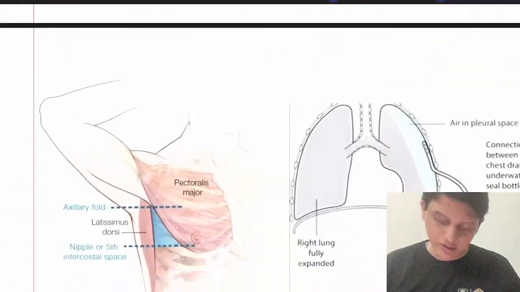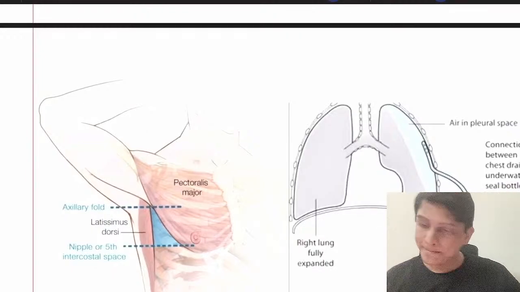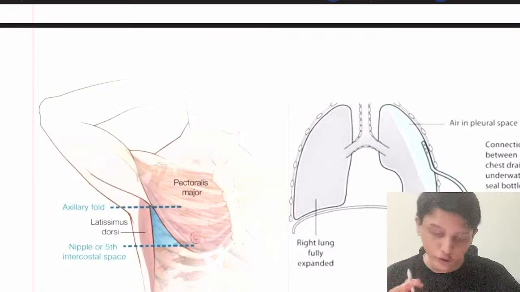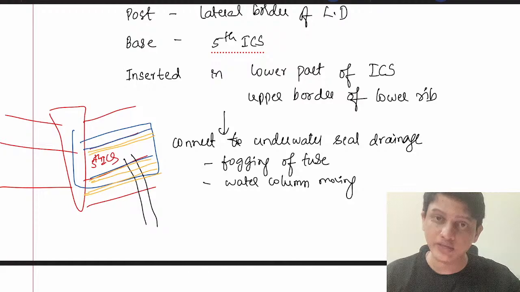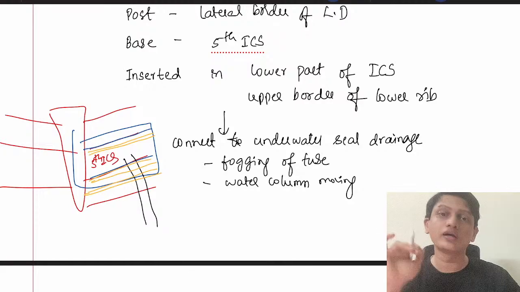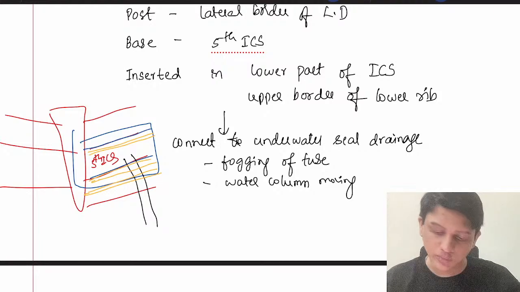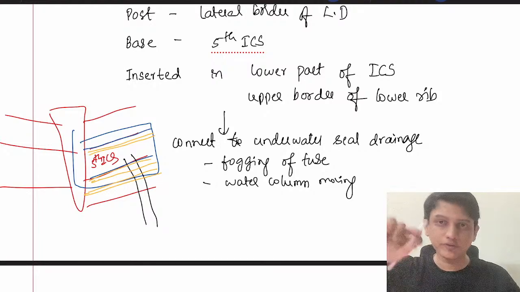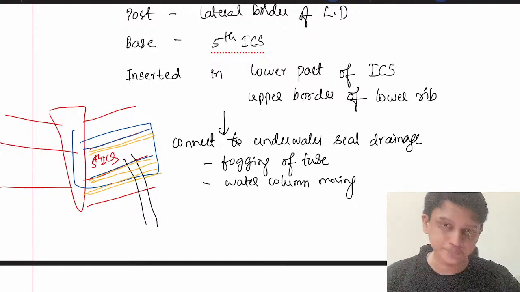Okay, so this is the triangle of safety, and where exactly you insert the tube, please remember, it is always inserted in the lower part of the intercostal space, or upper border of the rib, any rib, and it's connected to the underwater seal drainage. With the fogging, air bubbles, or water column moving, you can confirm that it is in the right space. Hope it's clear.